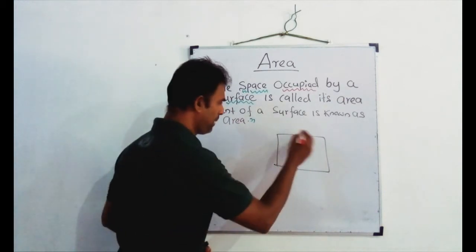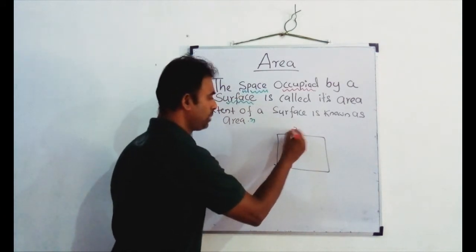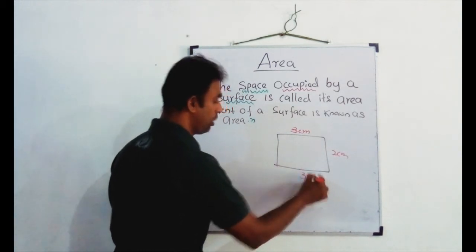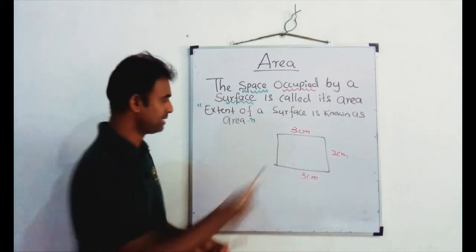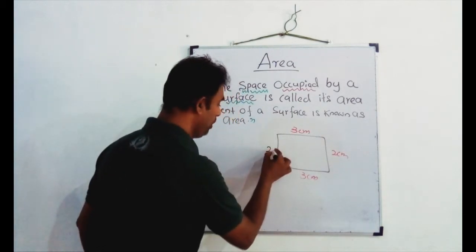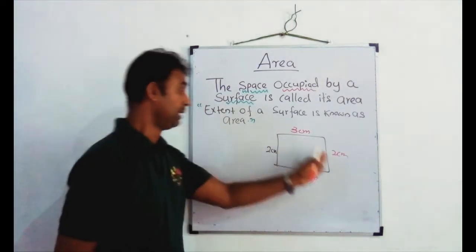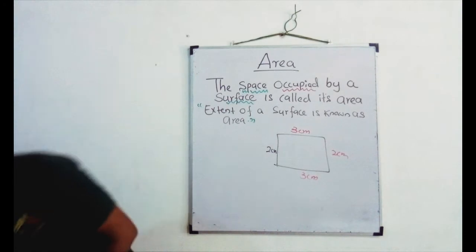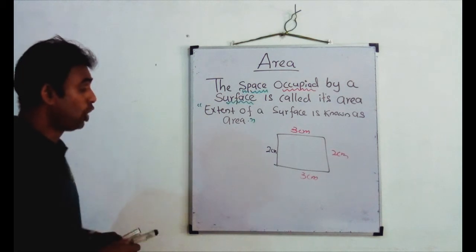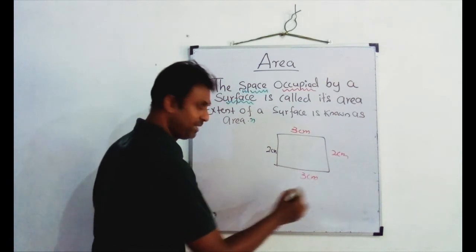For example, this is a rectangle, 3 centimeters, 2 centimeters, again this side is 3 centimeters. You know that these two sides are equal to each other, this is a rectangle, therefore the other side is also 2 centimeters. How do we find this perimeter? We want to add all the boundaries of this figure.